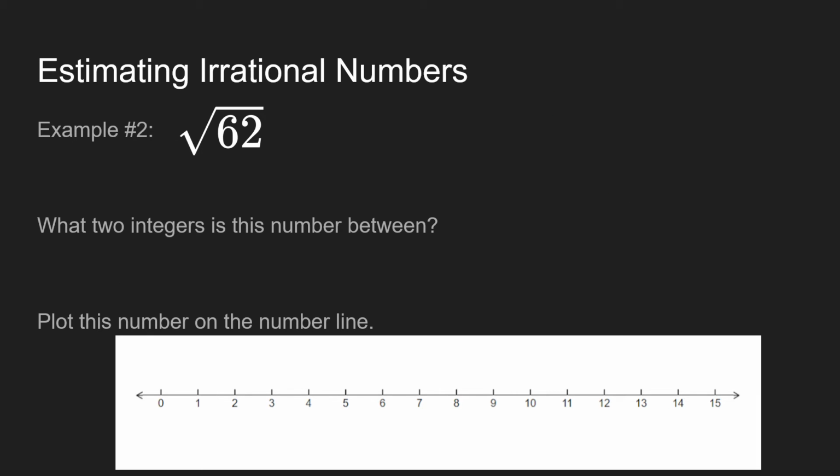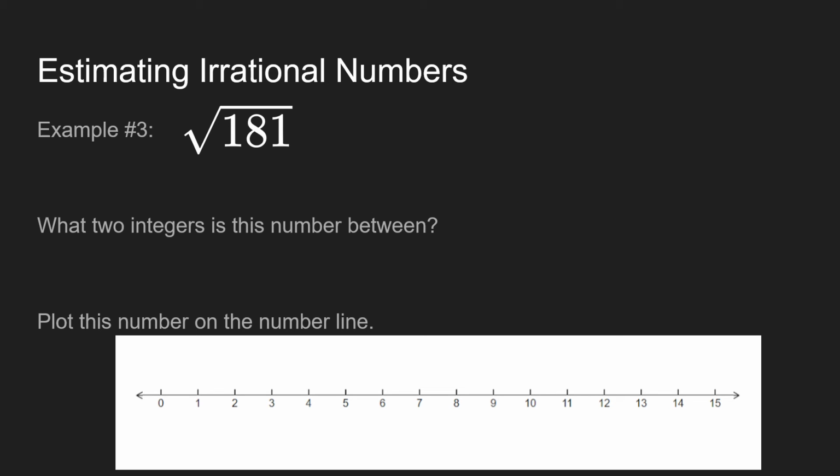Our second example is the square root of 62. So let's figure out which two integers this number is between. We know that 8 times 8 is 64, so the square root of 64 is 8. And then 7 times 7 is 49, and the square root of 49 is 7. So the square root of 62 falls between 7 and 8 on the number line. And the square root of 62 is really close to the square root of 64. So the square root of 62 falls just shy of 8 on the number line, about right here.